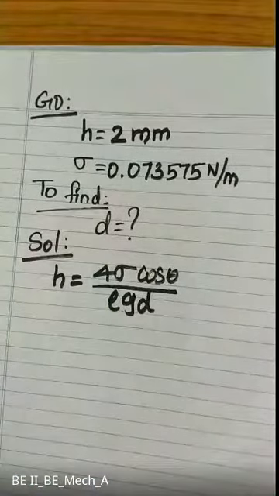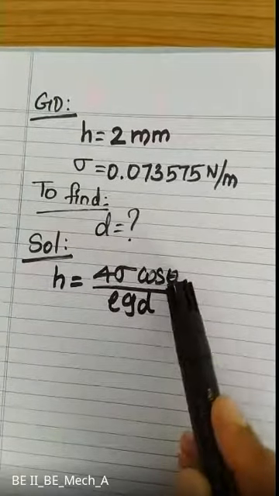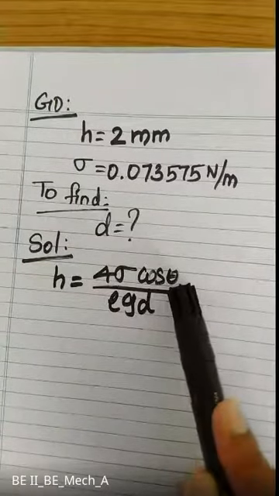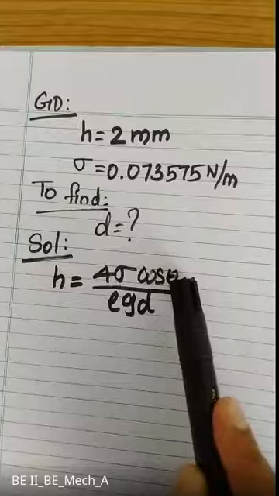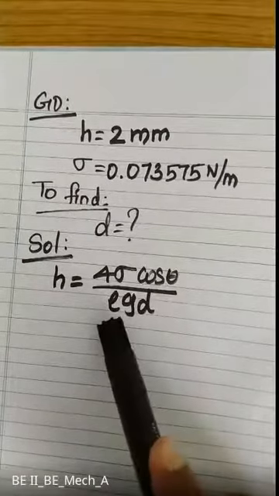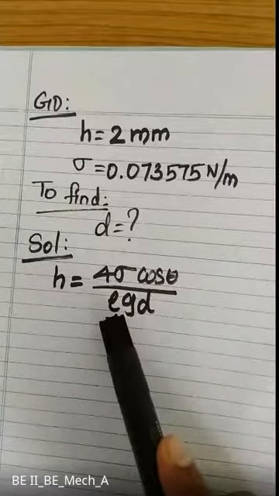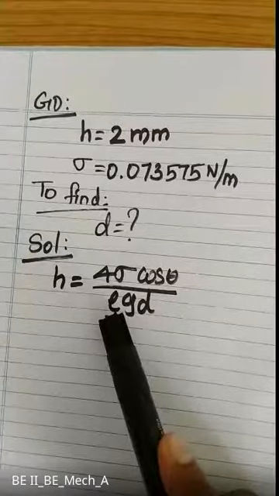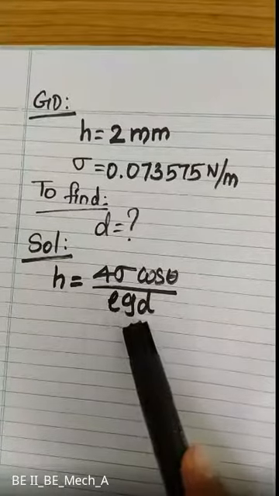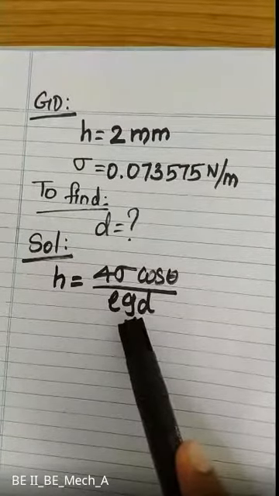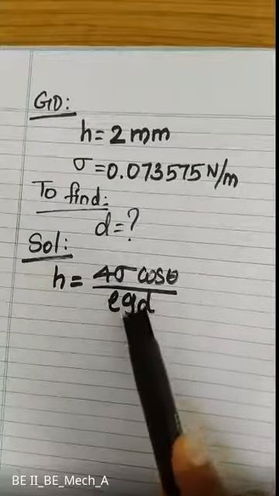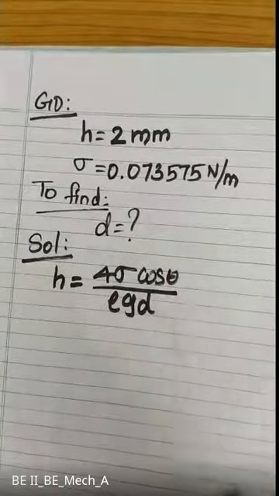So H is 2 mm and the sigma value is available, and you can assume the value of theta because it is water. If it is water, it is 0 degree. Then the density is 1000, sorry, it is 1000 kilogram per meter cube. Next, gravity is 9.81. So the missing data is only the diameter. So you can find the diameter.